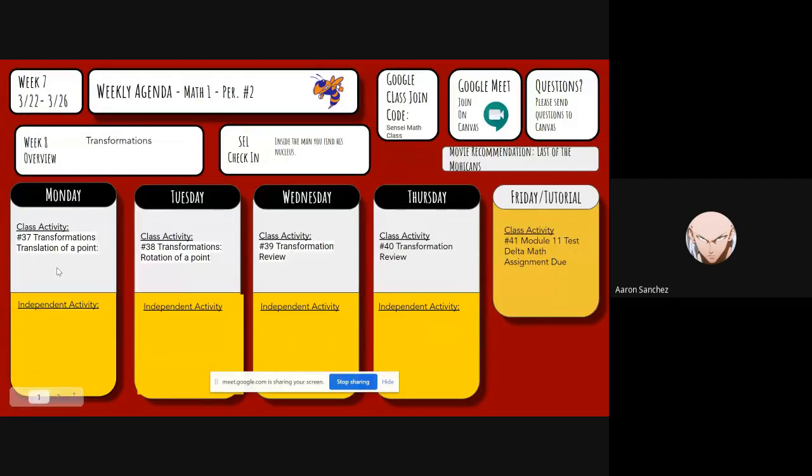Okay. So today we're doing Delta Math again. We're gonna do translation of a point. Then we're gonna do rotation of a point. Then we're gonna review Wednesday and Thursday in class. Thursday's a minimum day, so if you're going into school, just know it's a minimum day. And then Friday, we will have a test.